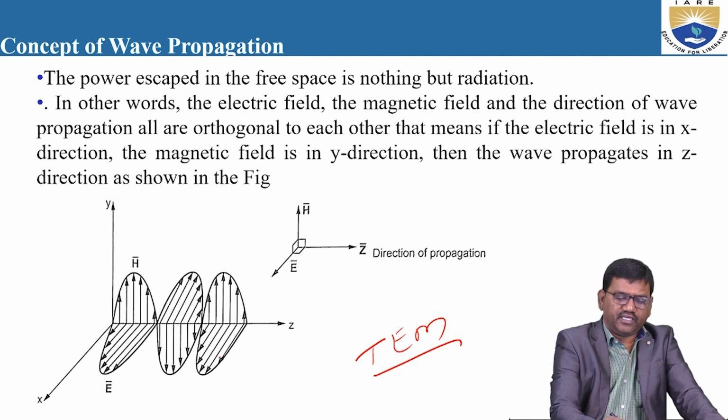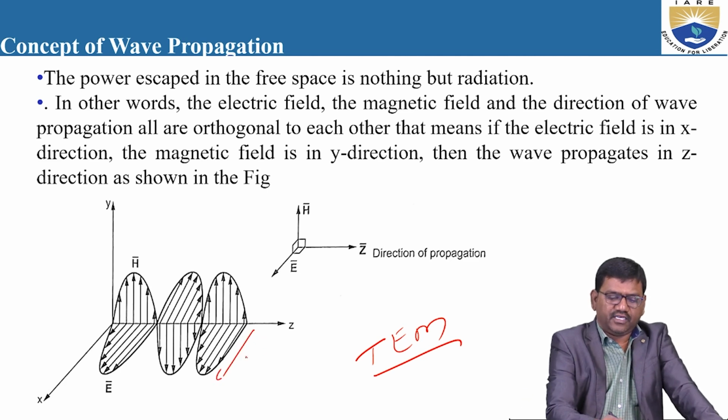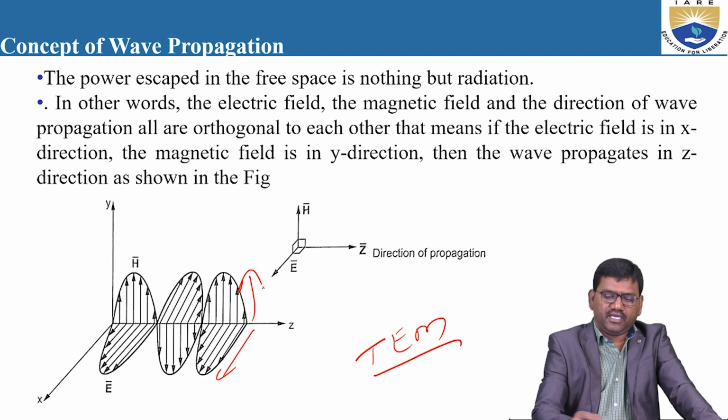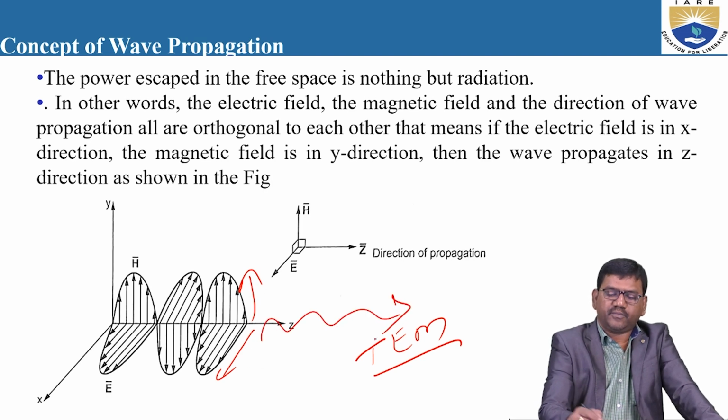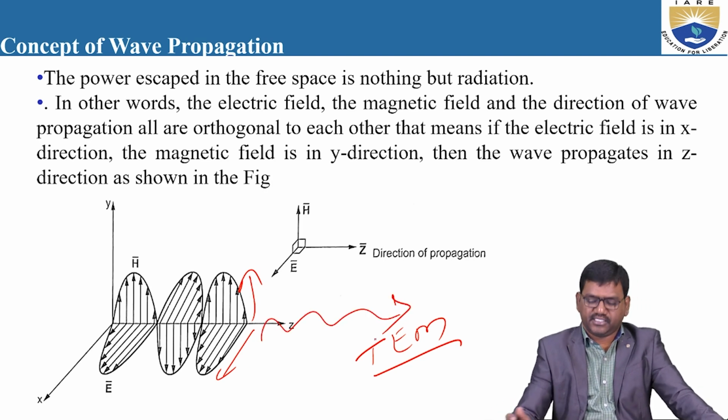As we can see in the figure, the electric field and the magnetic field are both perpendicular, and both are perpendicular to the direction of propagation of the wave, that is, the Z direction.